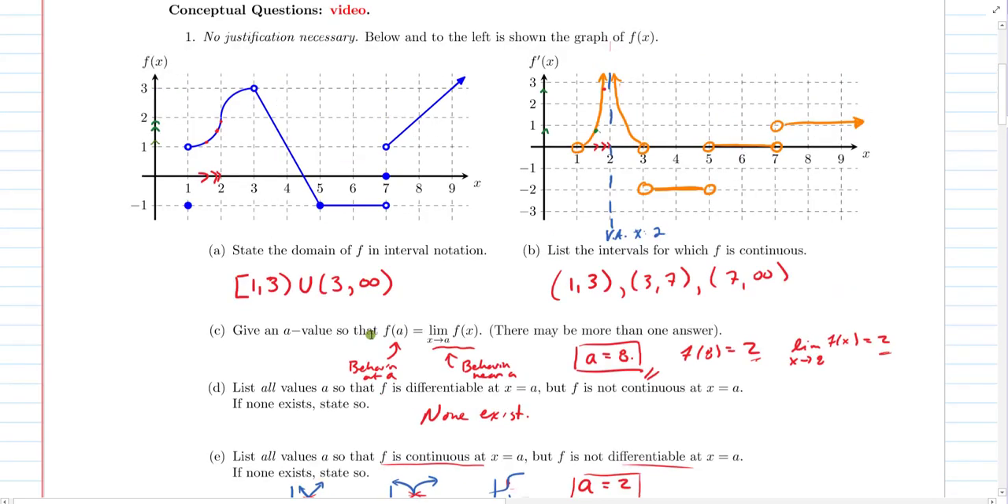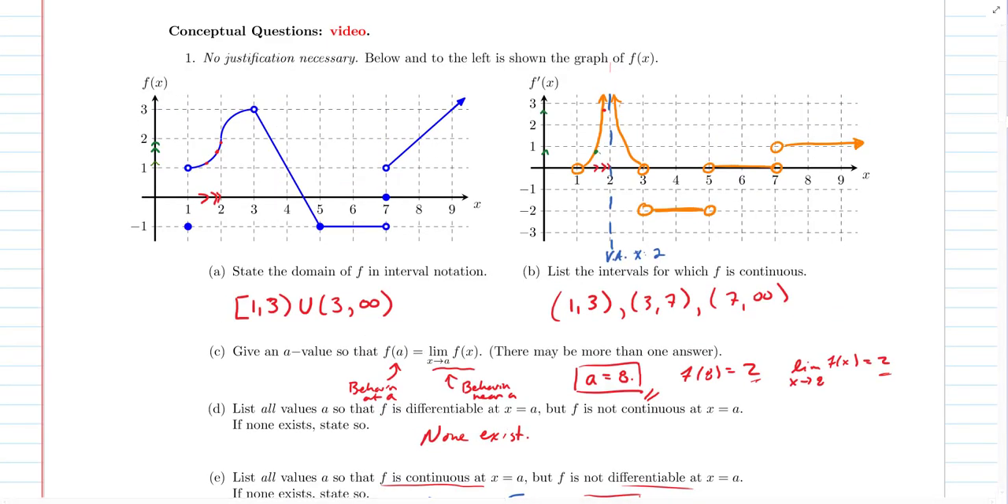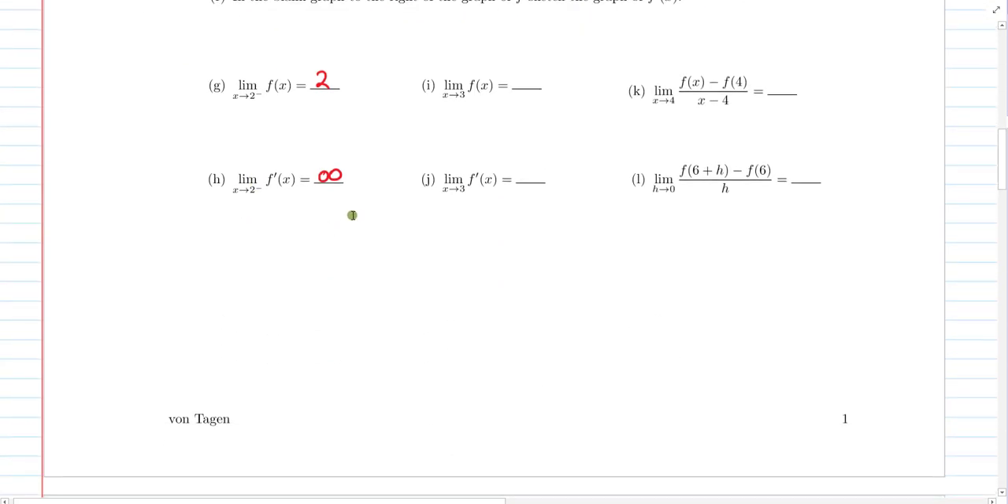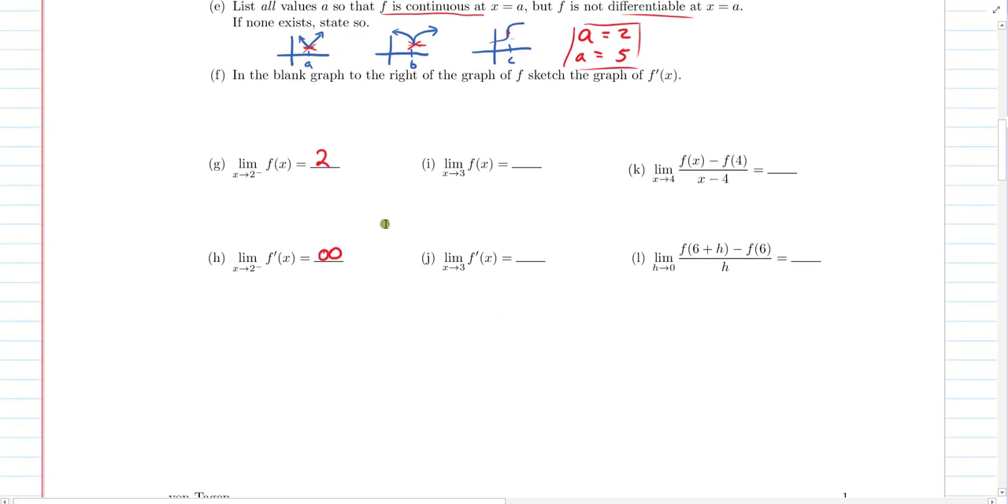Folks, we could have also gotten that same information simply by looking at this function, and we would have found that as x approaches 2, the slopes of the tangent lines are becoming arbitrarily positive, and so we'd say that derivative was infinity. Okay.